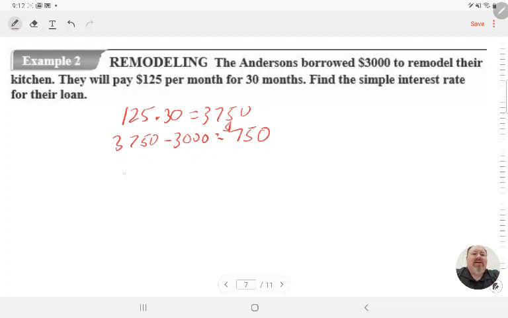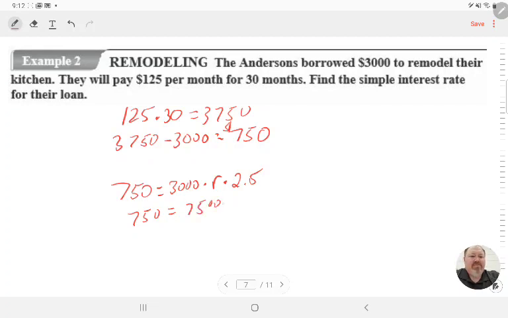So now I can set up my interest, 750 equals my principal, or the amount I borrowed, times my rate, which I'm looking for, times 30 months, which is 2.5 years. So that would give me 750 equals, I believe it's 7,500.